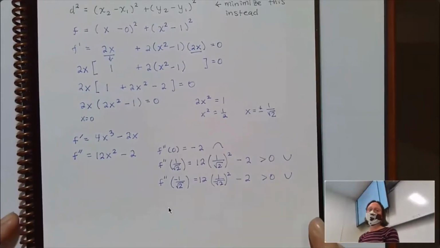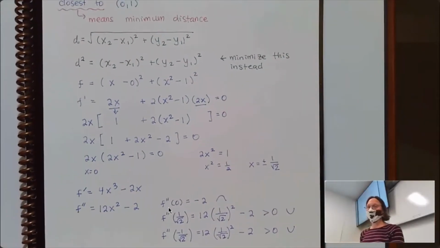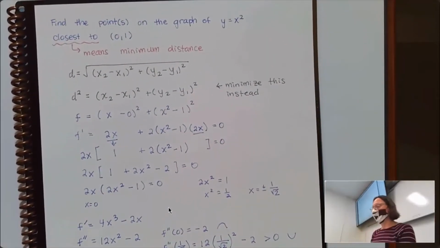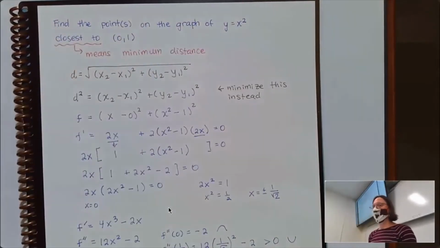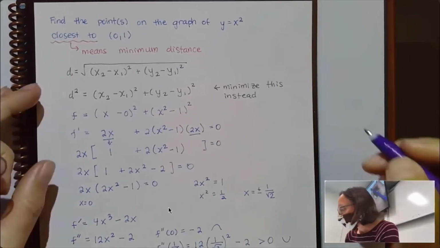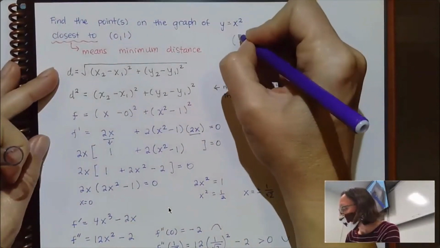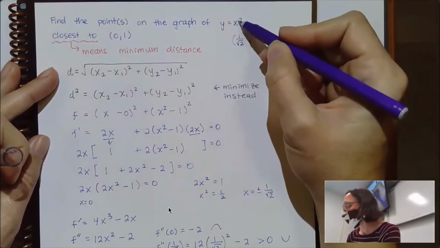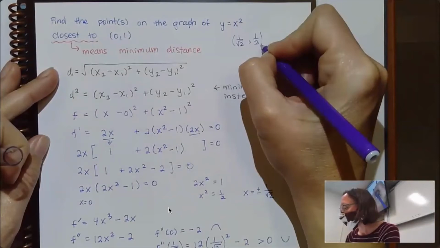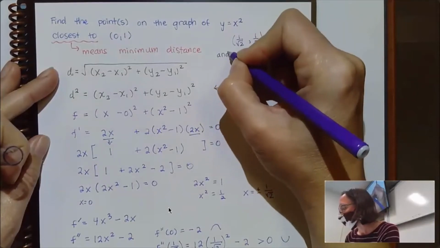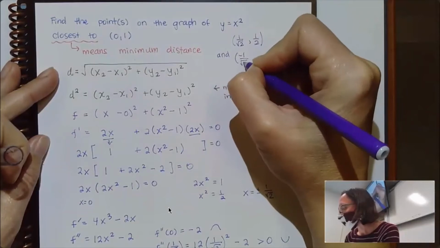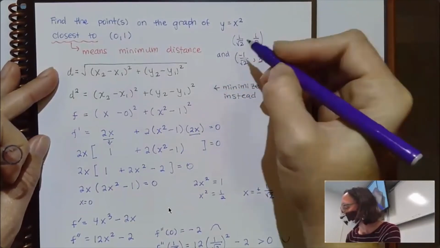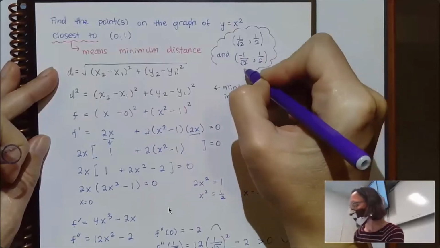Now I've got to go back to the question to make sure we answer the actual question that was written. And the question that was written was to find the points on the graph. Points mean I have to give an x value and a y value. So one of my points is a positive 1 over the square root of 2, comma. But when I plug that in here, I get 1/2. And negative 1 over the square root of 2, comma, 1/2. So those are my final answers.